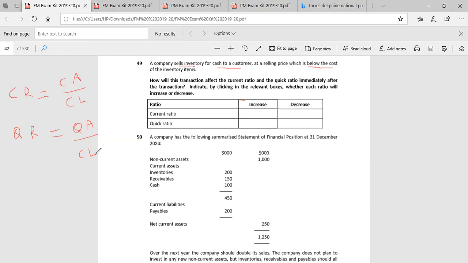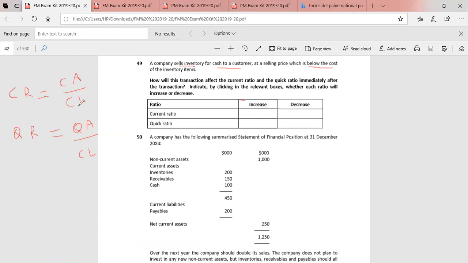How do we figure it out? Ma'am, current ratio will decrease and the quick ratio will increase. Current ratio decreases. Why? Because whenever this transaction is done, the cash will be received and our inventory will decrease. The cash received is comparatively less than the inventory cost, as they have said that the selling price is below the cost of inventory. So the numerator will decrease. Everything is happening in the numerator only. There is nothing with the denominator.